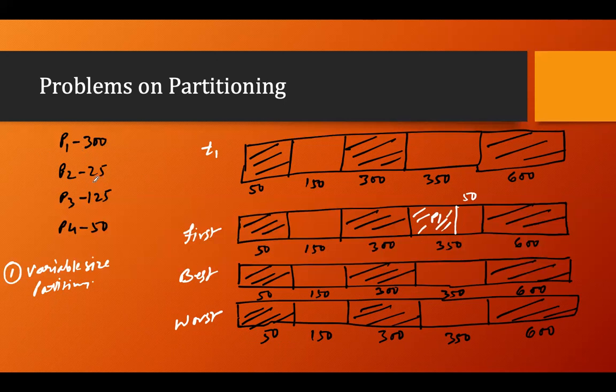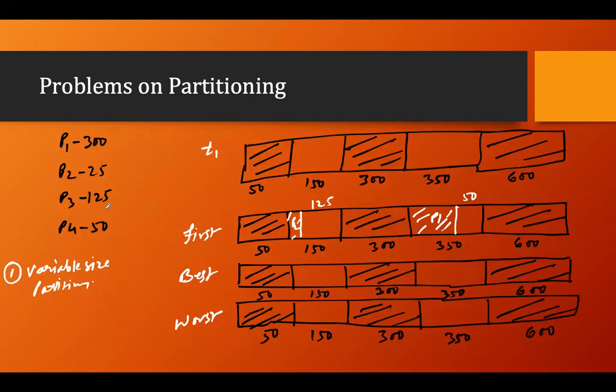Now let's go to P2. P2 requires 25. First fit says that whatever we get first, we'll accommodate it. Because 150 is free and its size is more than the required size, we can accommodate P2 here. So P2 is accommodated here. What is the memory that is left? 125 is left. Why is 125 left? Because we have already given 25 to the process P2.